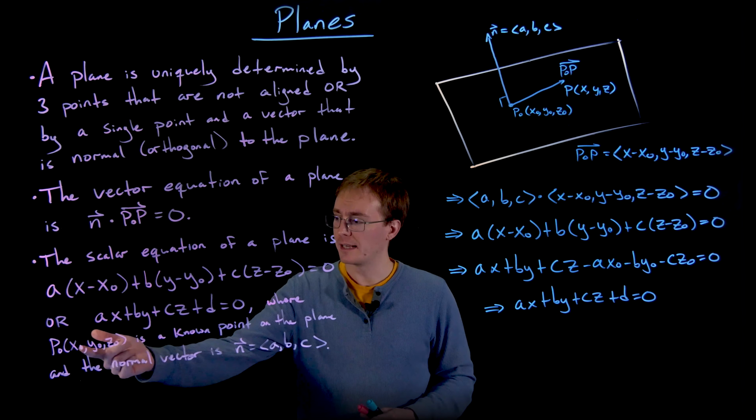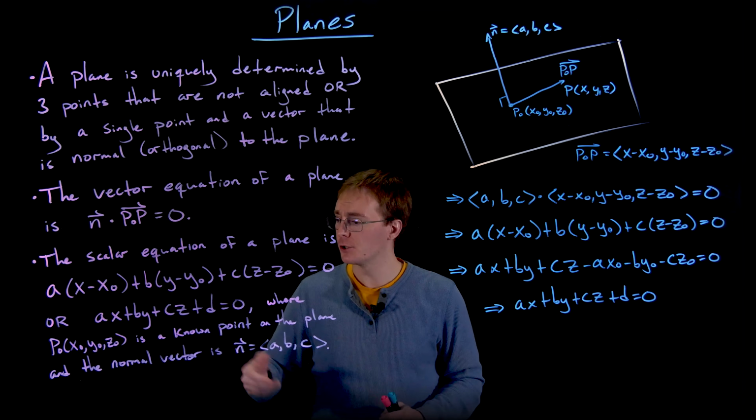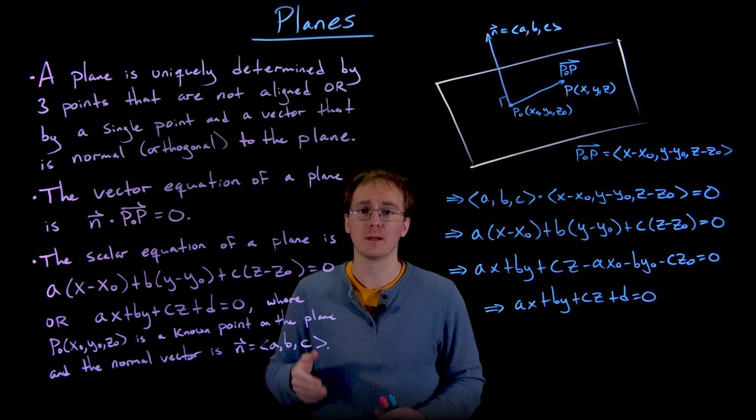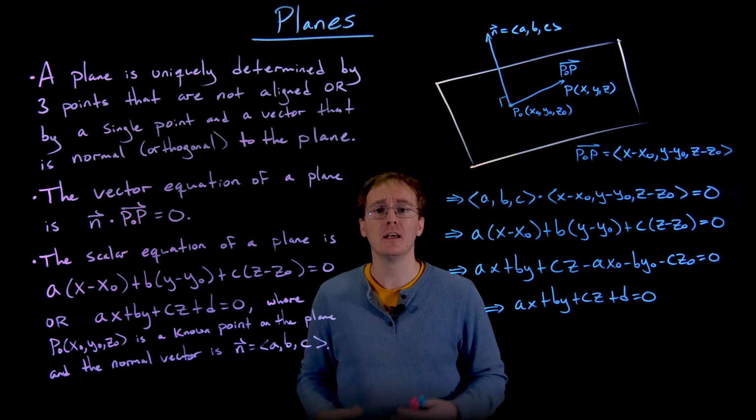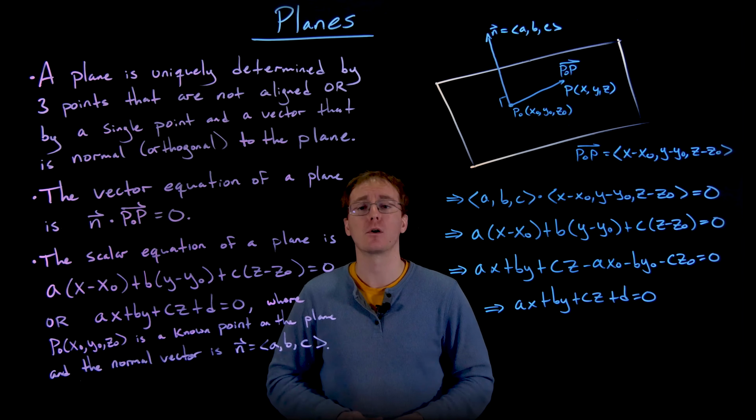So as long as we know a single point, x naught, y naught, and z naught that our plane goes through, and the normal vector to our plane with components of a, b, and c, we'll be able to piece this information together to create the scalar equation for our plane.